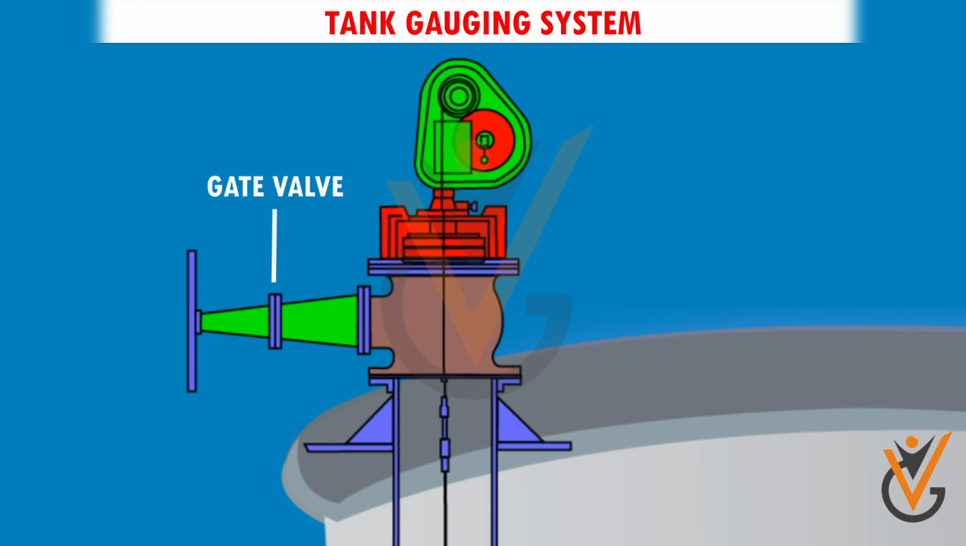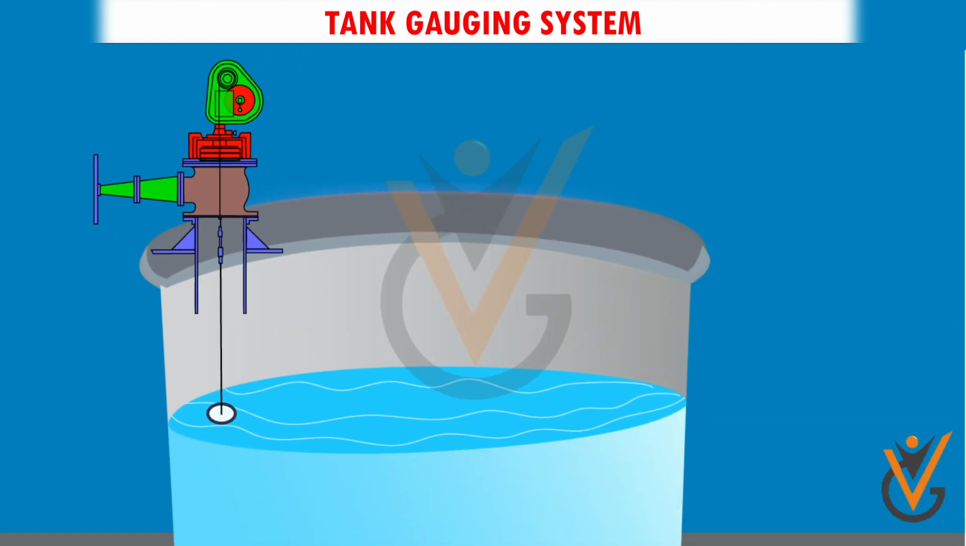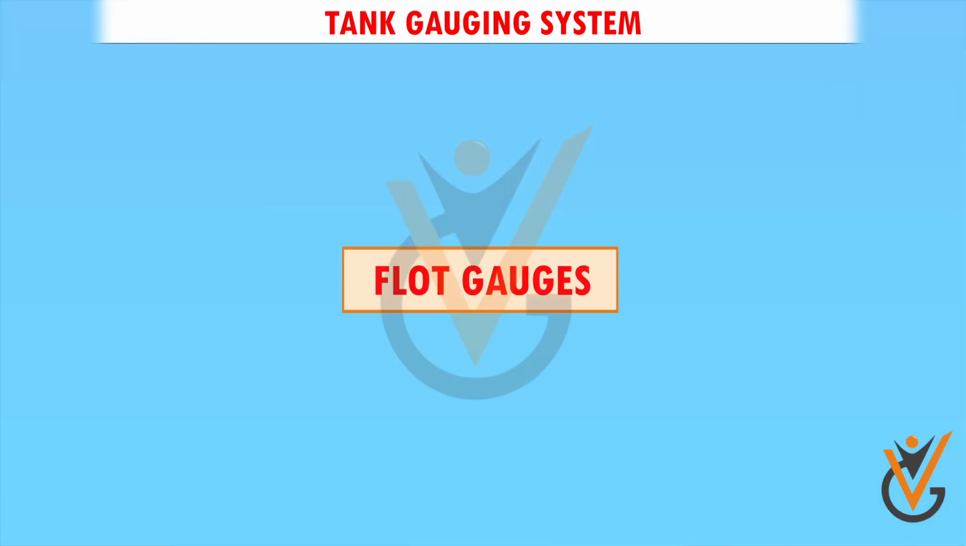The float gauge is also provided with a gate valve. This allows the isolation of the float gauge so that it can be serviced in a safe environment. The float should be taken out from the liquid level when not in use. Continuous exposure to the fluctuation in level can damage the tape tensioning device. Thus, you have learned about the float gauges.